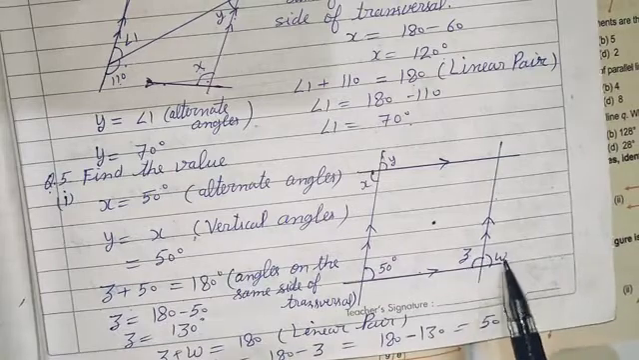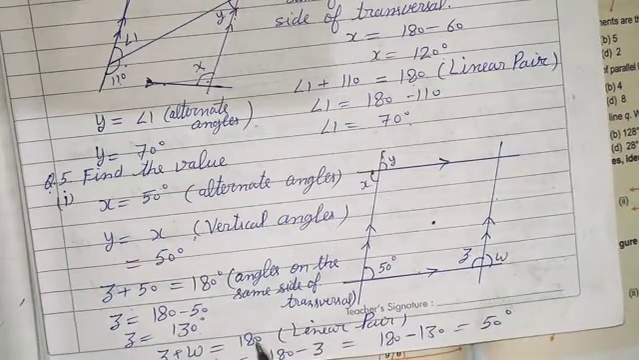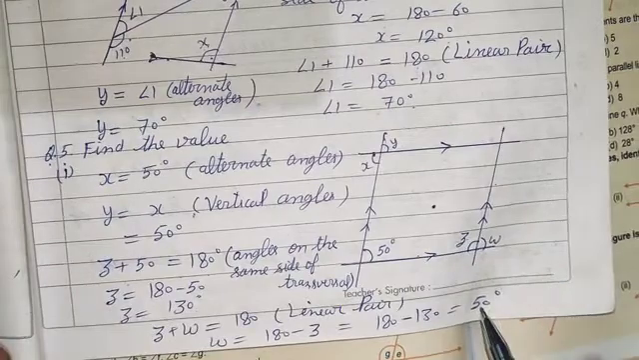And now again z and w are forming a linear pair. So z plus w equals 180 and w equals 50.